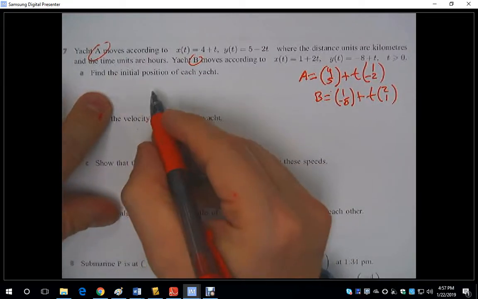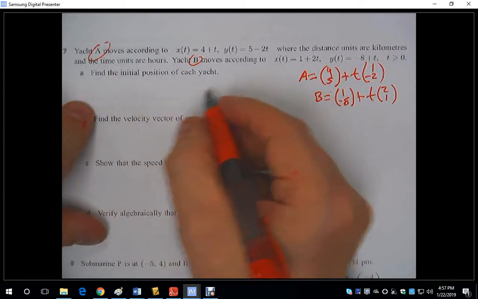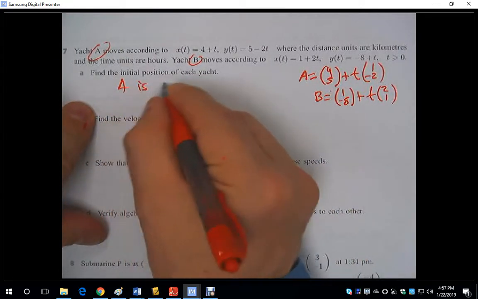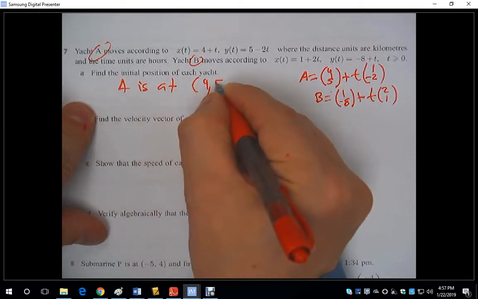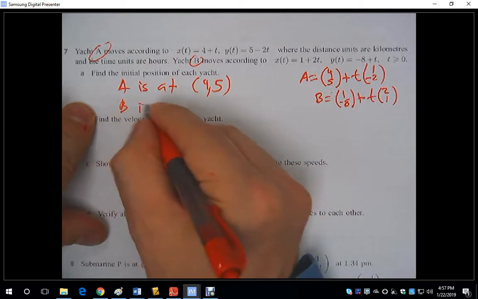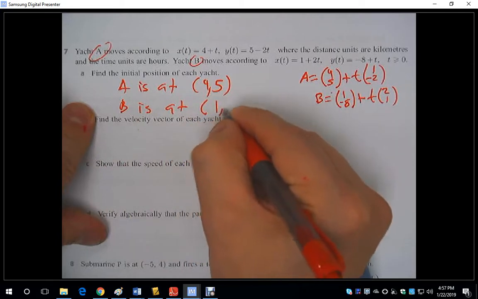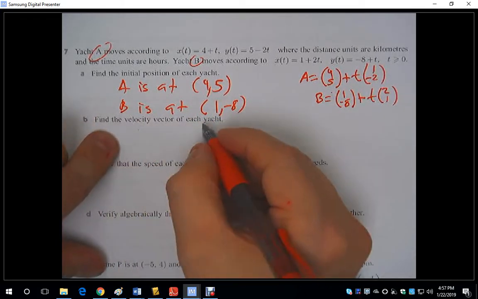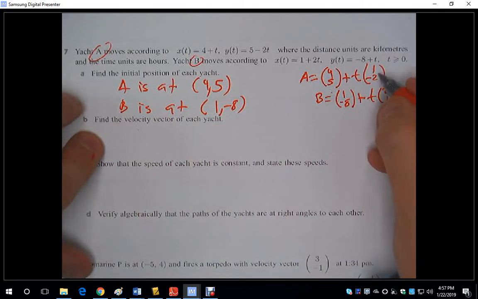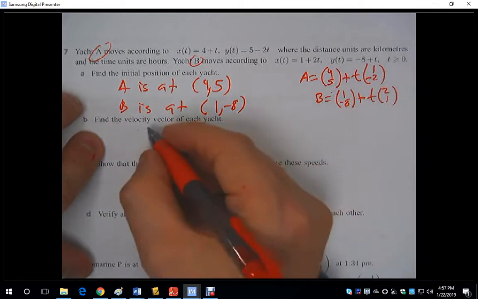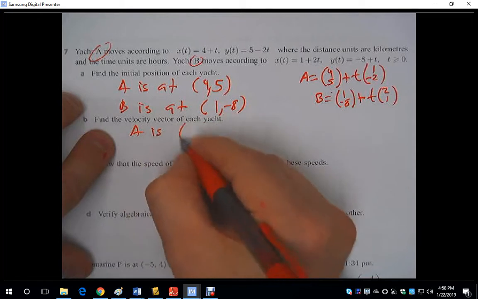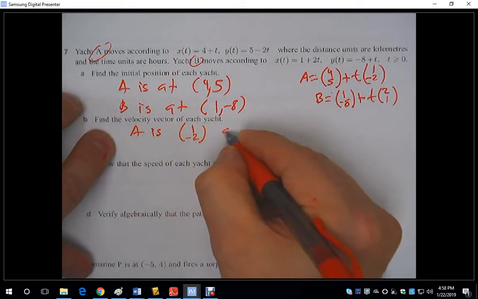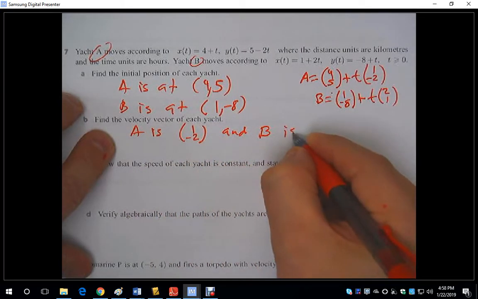I want to find the initial position of each of the yachts. So A is at (4, 5), and B is at (1, -8). Find the velocity vector of each yacht. Well, the velocity vectors are my direction vectors here. So I have A is (1, -2), and B is (2, 1).